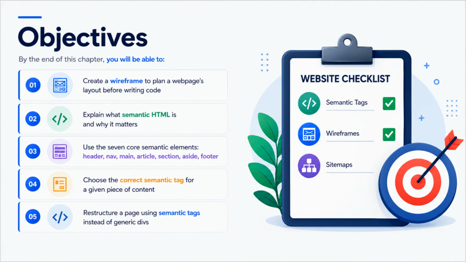Point out the 7 semantic elements listed here by name, since that exact list is the vocabulary test later. Header, nav, main, article, section, aside, footer.